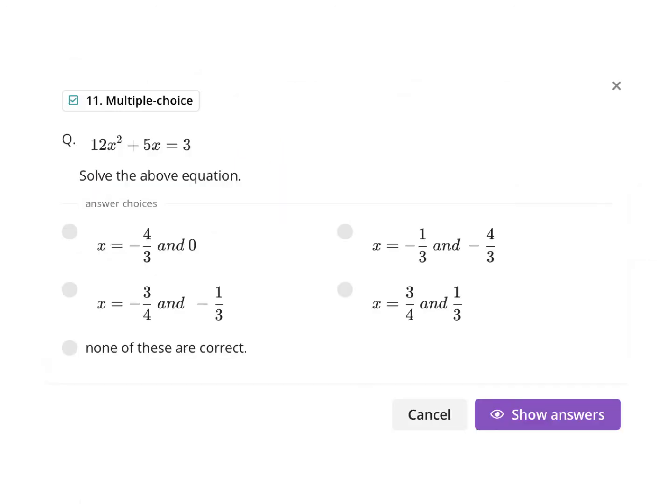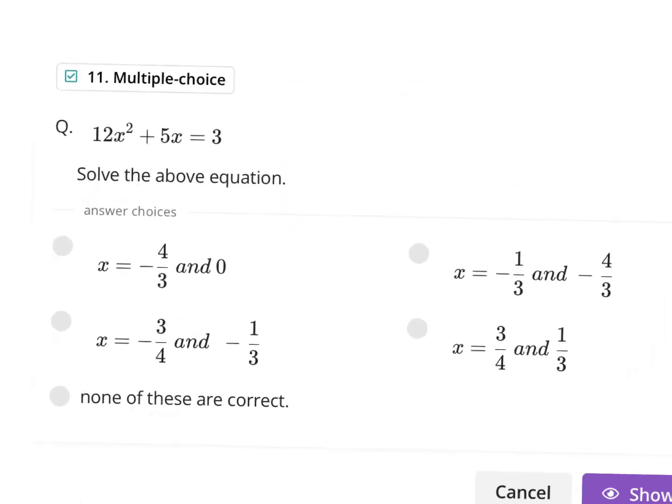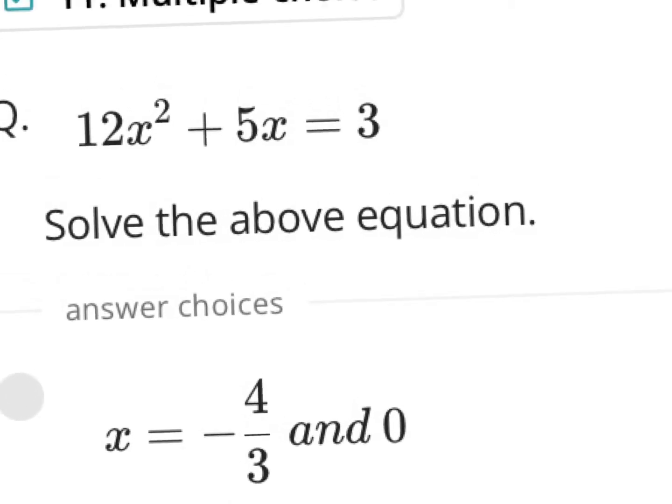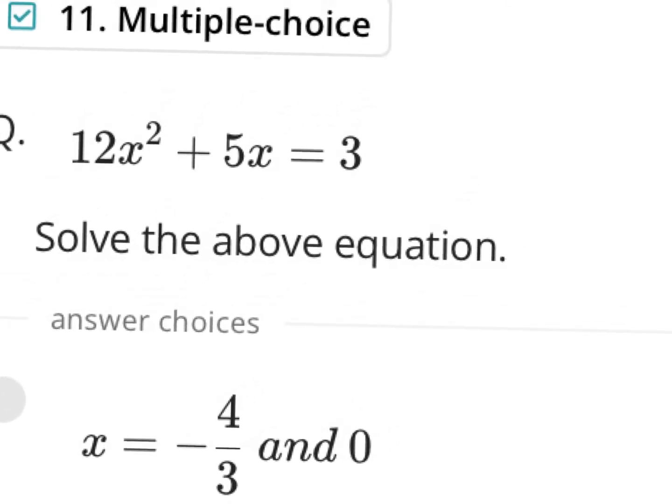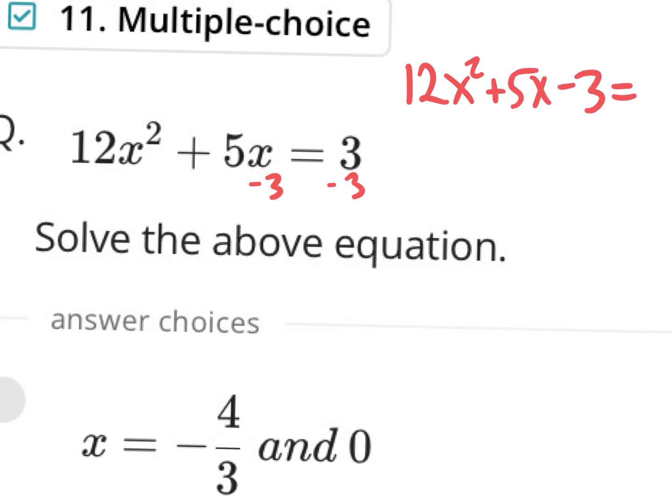Okay, on this question here, the very first thing you want to do is make your quadratic equation equal to 0. So let's first subtract 3 and rewrite it. So our new quadratic equation will be 12x squared plus 5x minus 3 equals 0.